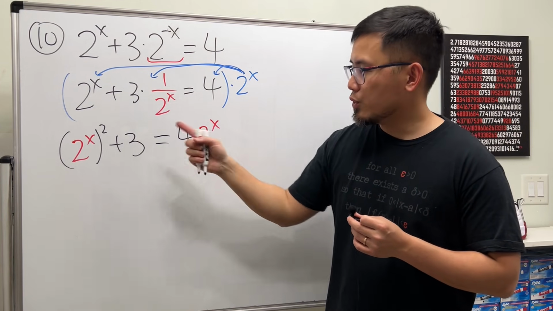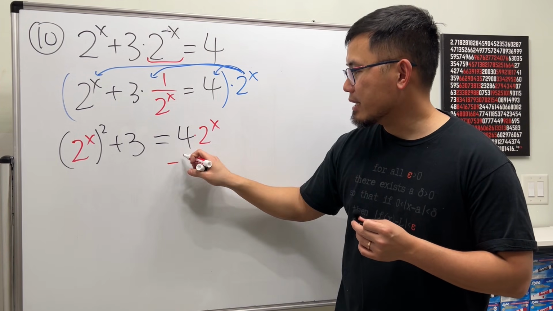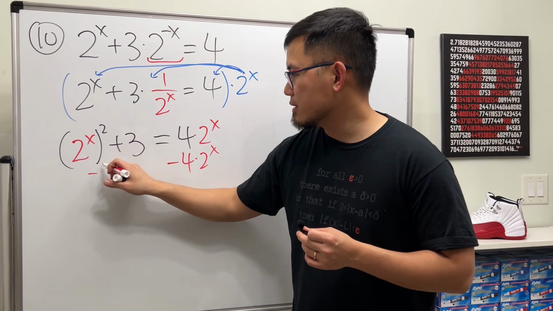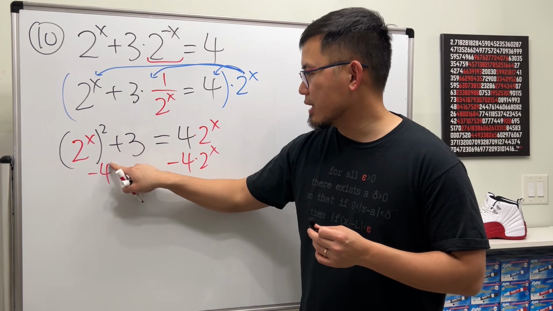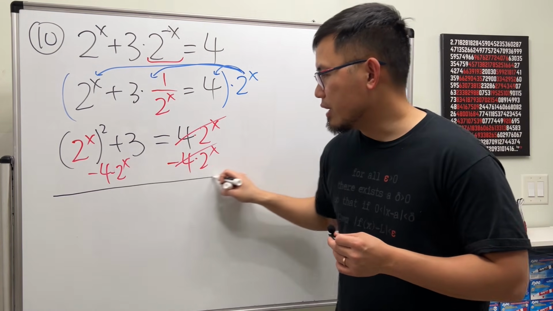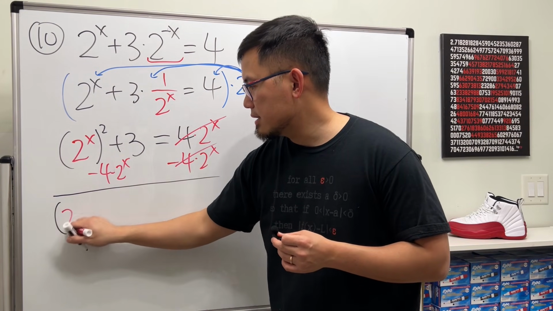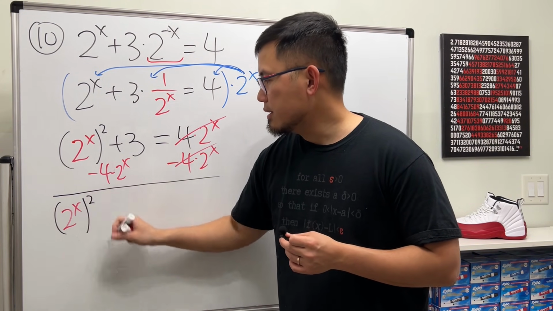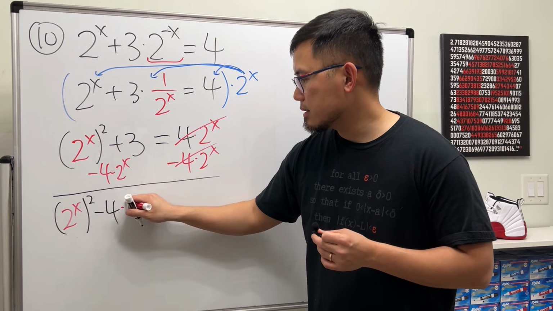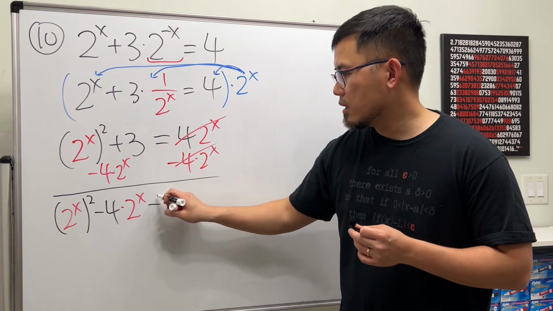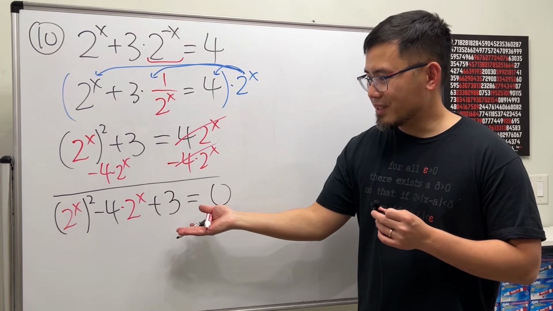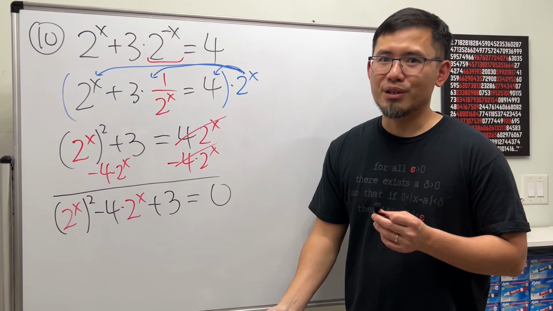I'm going to move this to the other side by subtracting 4 times 2 to the x, right? Minus 4 times 2 to the x. So that this and that can cancel. And then we get 2 to the x squared minus 4 times 2 to the x, and then plus 3, and that's equal to 0. Have a look. Isn't this like what we did earlier?